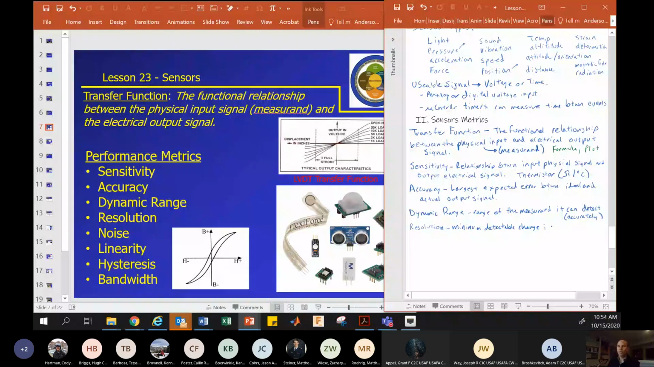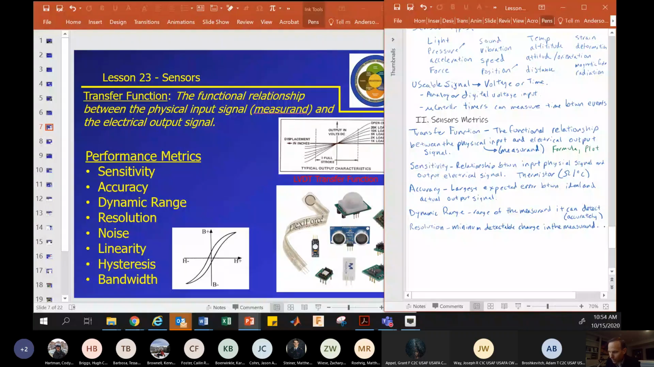So if you have a temperature sensor, and if the temperature changes from 71 degrees to 72 degrees, but the sensor doesn't pick that up, its resolution is not high enough to pick up that 1 degree change. Maybe it only recognizes a change in temperature when the change is 5 degrees. So then its resolution would be 5 degrees. So that's really important if you're trying to detect small changes. So obviously, as everything in engineering, it depends on the application as to what you can get away with.